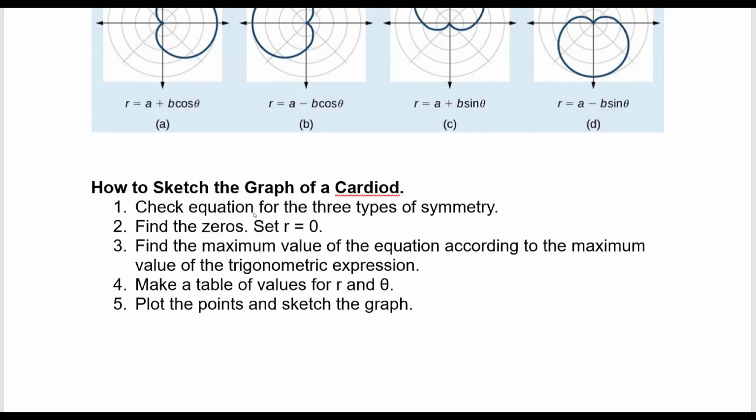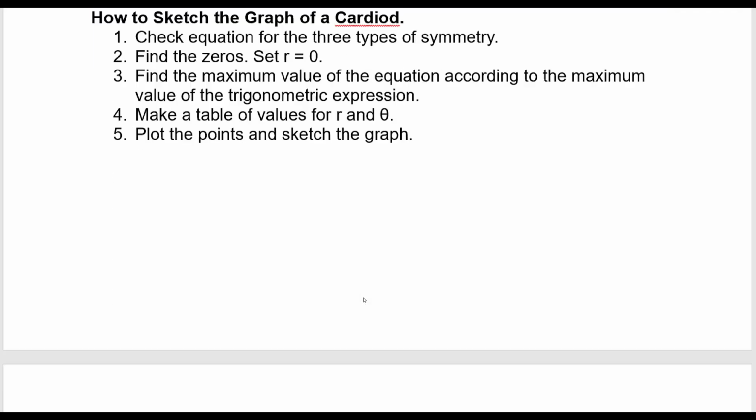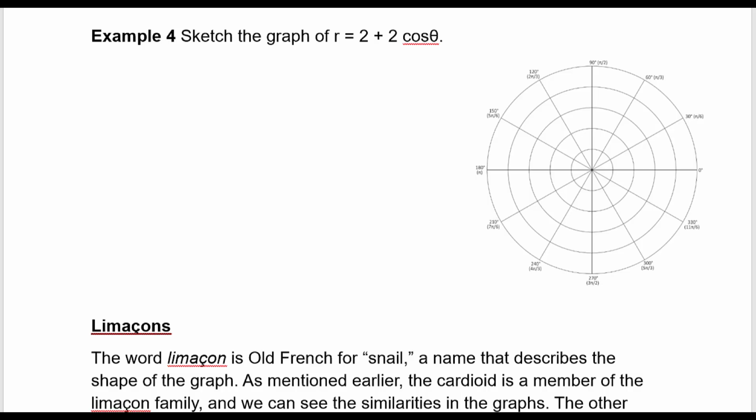So how to sketch the graph of a cardioid? Check the equation for the types of symmetry, the 3 types of symmetry. Find the zeros, set r equal to 0. Find the maximum value of the equation according to the maximum value of the trigonometric expression. Make a table of values for r and theta and plot the points and sketch the graph. So I usually just do the last 2 steps of this, but here we go.